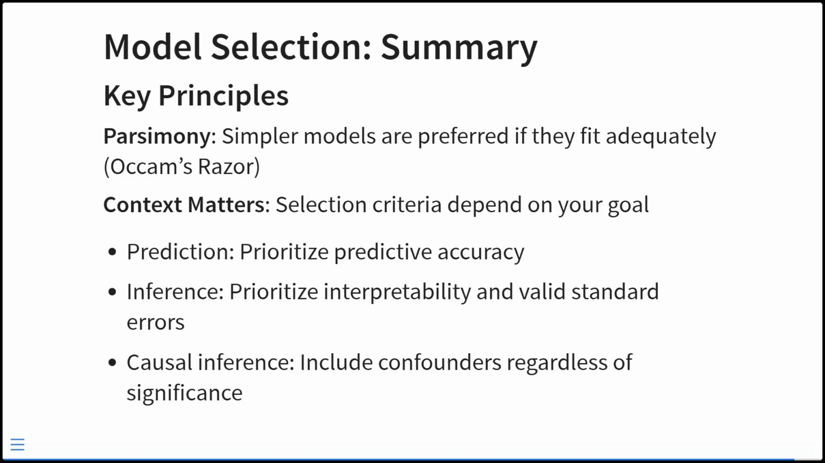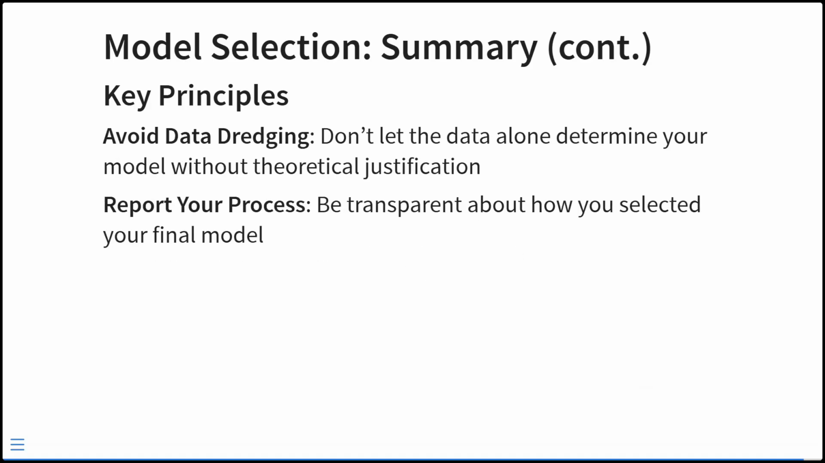So context matters. Selection criteria should depend on your goal. So prioritize predictive accuracy, prioritize interpretability and valid standard errors, and also include confounders regardless of significance. Also, avoid data dredging. Don't let the data alone determine your model without theoretical justification. And also be transparent about how you selected your final model. These are things you should put when you're trying to explain your model.